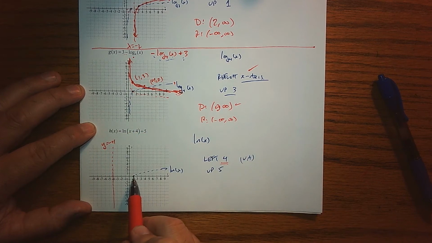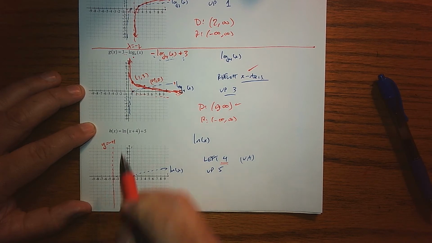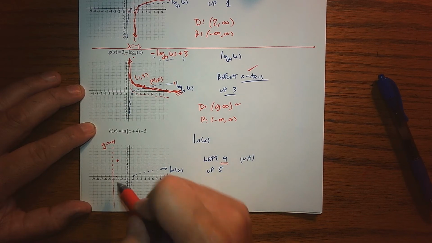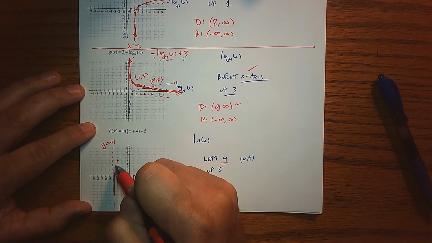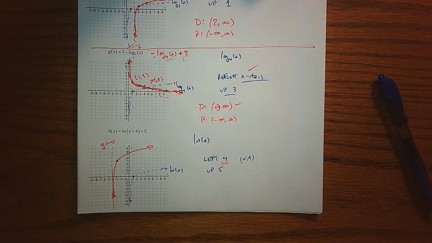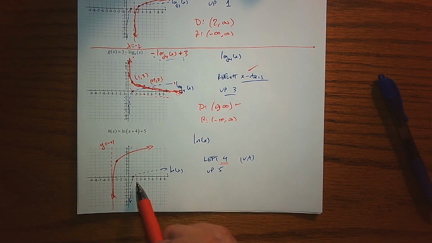This point is moving back 4, 1, 2, 3, 4, but it's moving up 5, 1, 2, 3, 4, 5. All right, and so all the behavior is basically going to be doing this right there. I don't need anything else, just follow the motion. So that data point moves back 4 and up 5. The vertical asymptote is going to have that behavior here, and then we're going to slowly go to infinity in that direction there. So there's basically what that graph looks like.